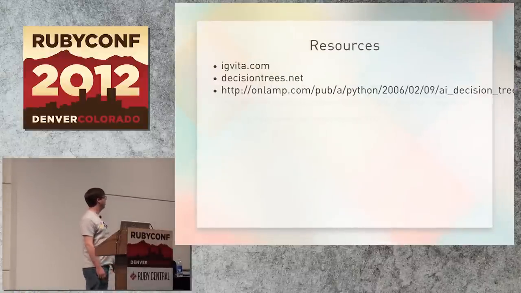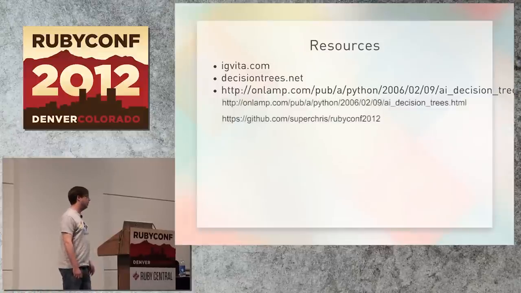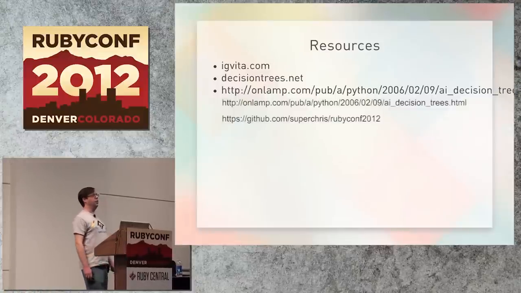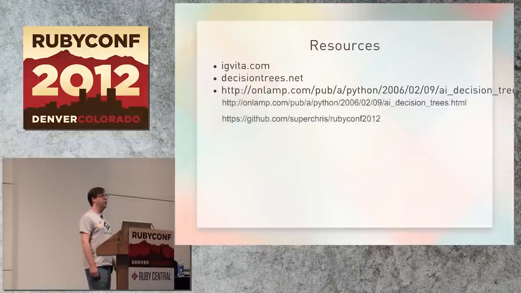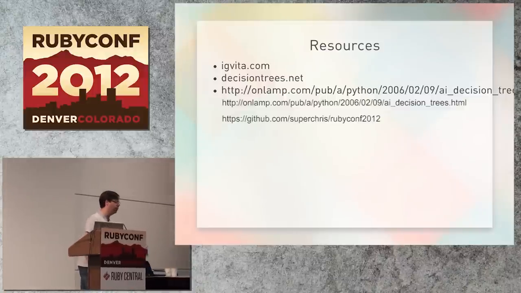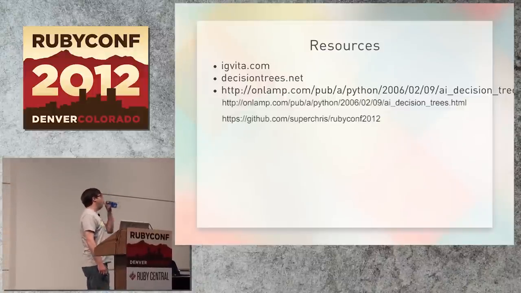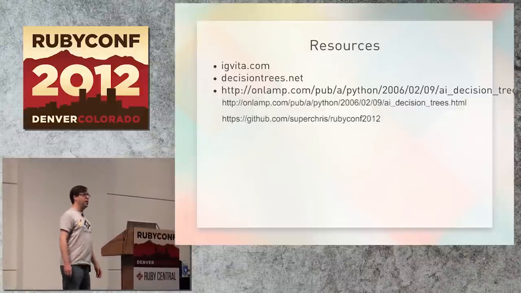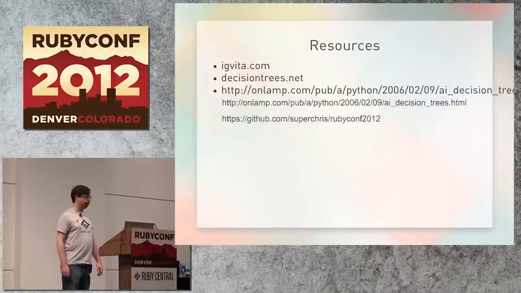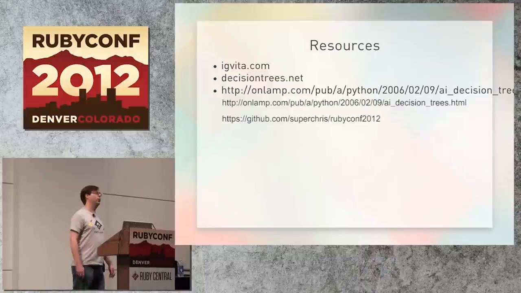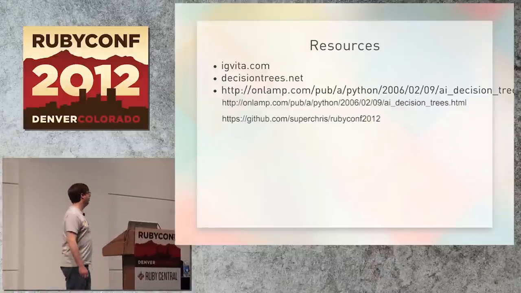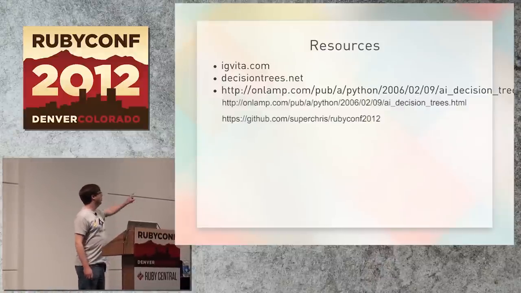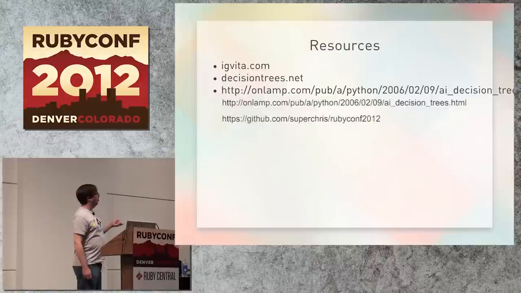So some resources to look at. Igvita.com is Ilya's website. There's a bunch of good blog posts on different other AI algorithms to look at. And he goes into detail on things like Bayesian classification and singular vector distribution. I think I'm getting those words wrong, but lots of different algorithms that are worth looking at. There's also a really good discussion of ID3 with an implementation in Python.